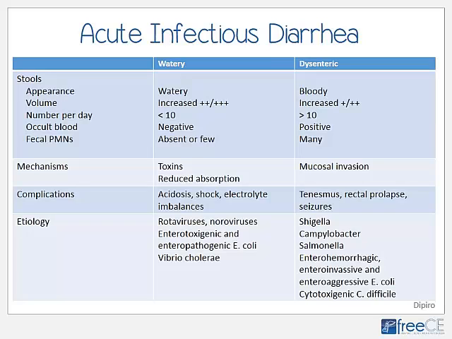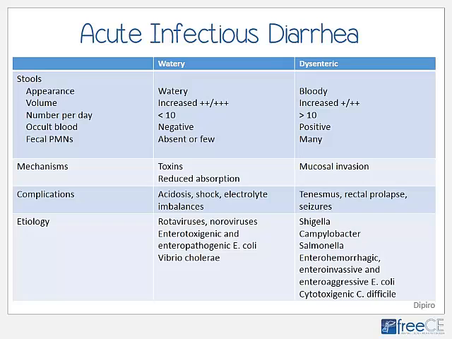So then on our left-hand side, the things that we're going to compare are the stools, so specific characteristics of the stools. From there, we have the mechanism, so what is the mechanism behind the disease causing the illness? We'll talk about complications in the subsequent row, and then the last row goes into the etiology, helping you to think about how you need to be treating these patients, what kinds of tests you want to be doing.